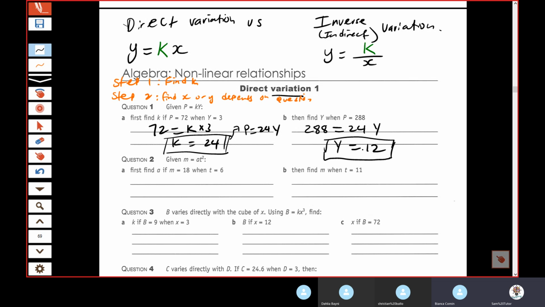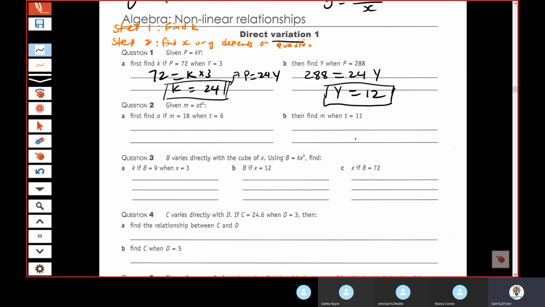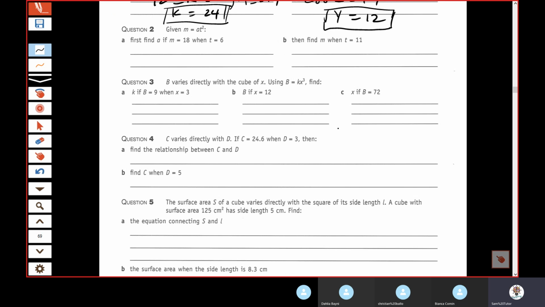All right, and again, let's make sure we get this down pat. So there it is, m equals a times t squared. You've got to find that a. M and t are your variables. So first find a, m is 18, equals a times t squared, 6 squared, that's 36.